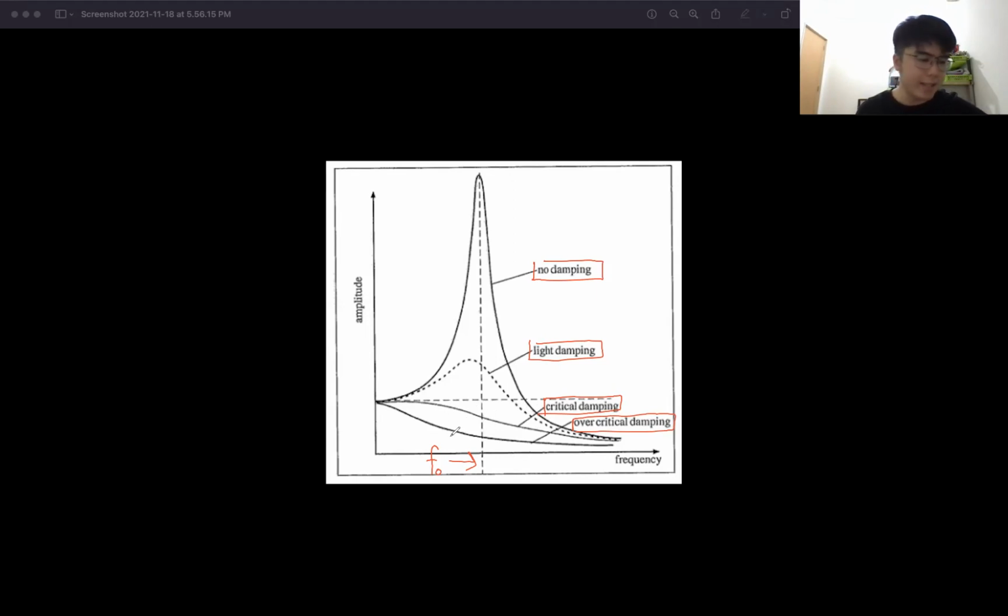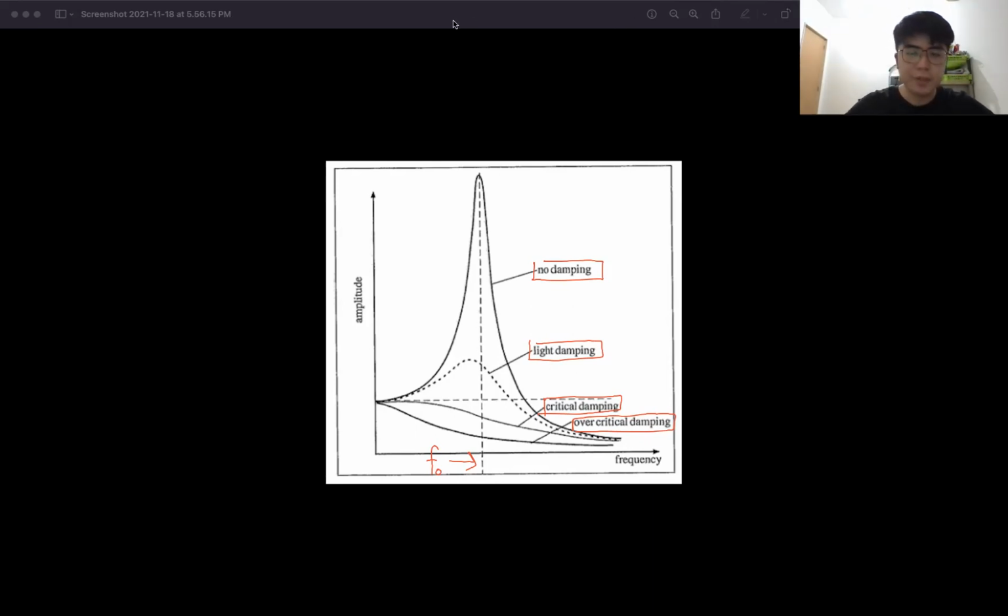But the critical damping and the overcritical damping, you can see, have a different shape. Because the damping is too much, resonance cannot happen. We say that the damping is too heavy, so that resonance cannot happen. So you need to remember the shape of the graph. There's no resonance for the critical damping and the overcritical damping.